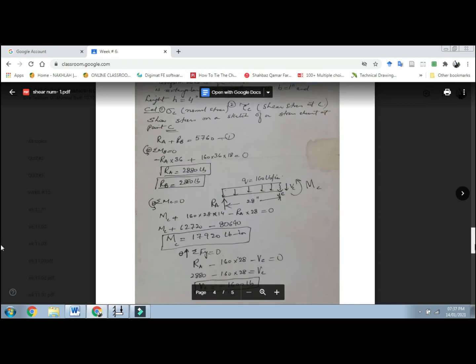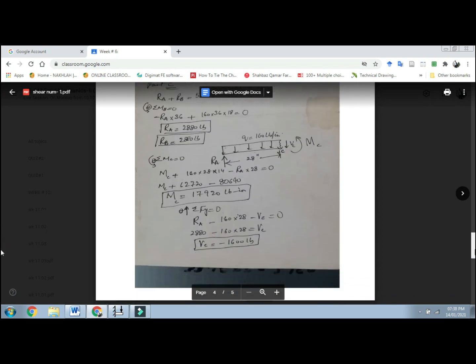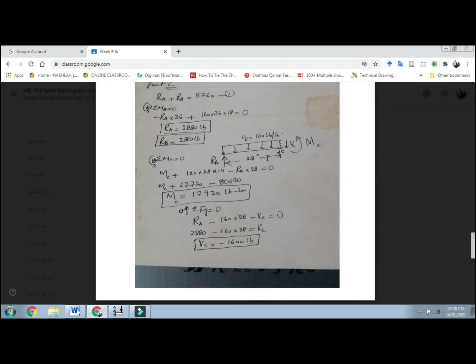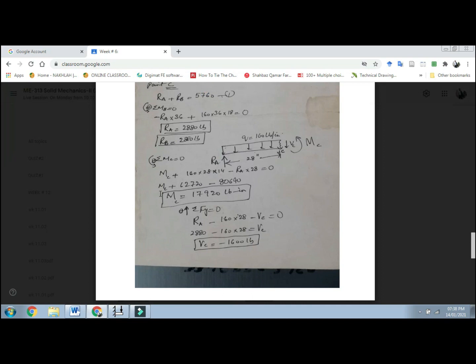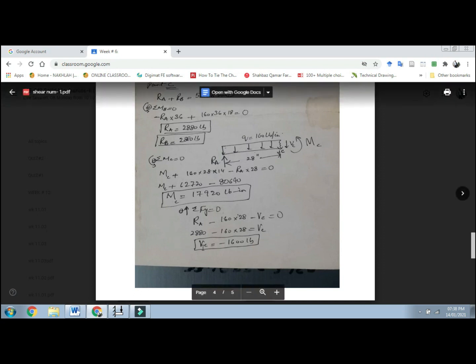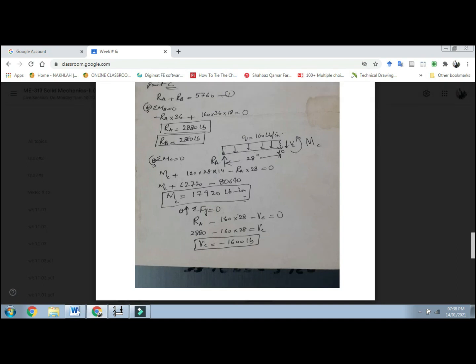So when we calculated that, we get the bending moment at C, the point of our interest is exactly C. So it is not going to be X, but because this is the exact point of interest, we made it 28, it's not X. Don't get confused at this point. So we get the bending moment at C is equal to 17920 pound-inches. And when we apply sigma Fy, we get the shear force, this Vc is equal to minus 1600 pounds.